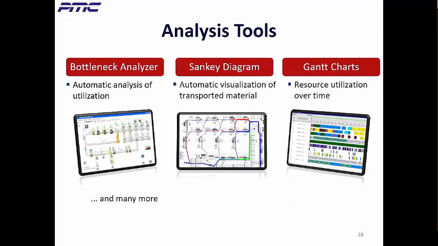PlantSim's analysis tools include a bottleneck analyzer that helps you to pinpoint bottlenecks. That's a real time saver. Sankey diagrams let you see the flow of material. The thicker the line, the greater the flow. This can help you to verify that the model accurately represents your facility and can help you to pinpoint potential problem areas and balance out the flow. As a user of PlantSim, I do that all the time, and it's very helpful. And finally, Gantt charts display resource utilization over time.